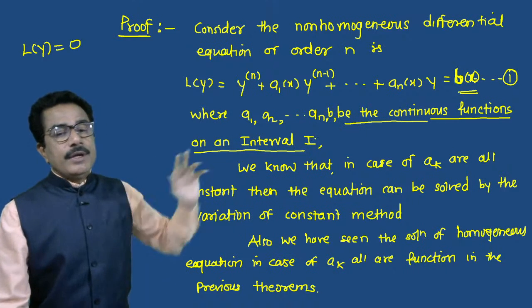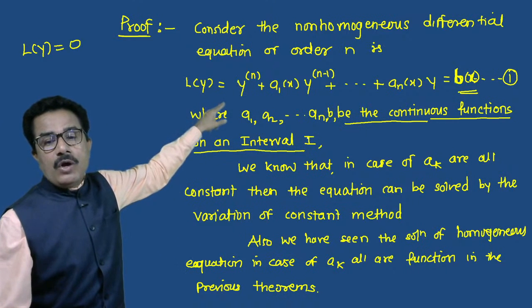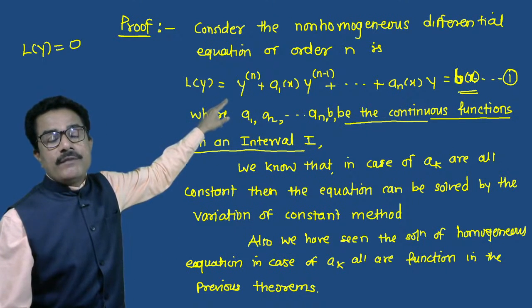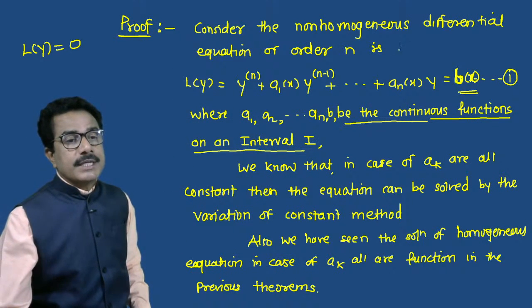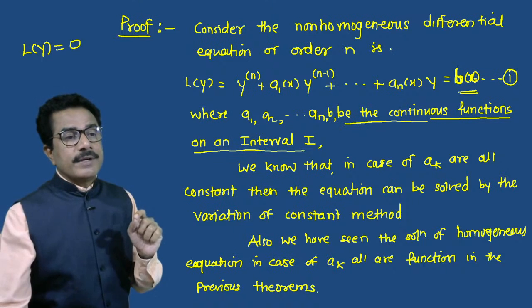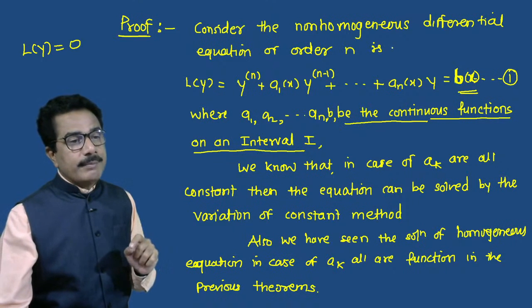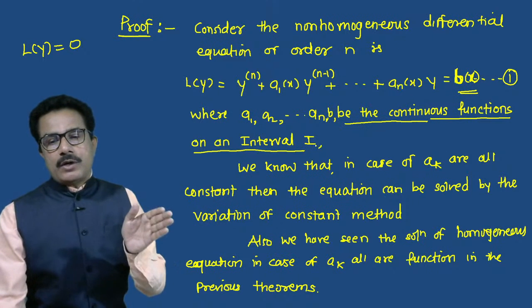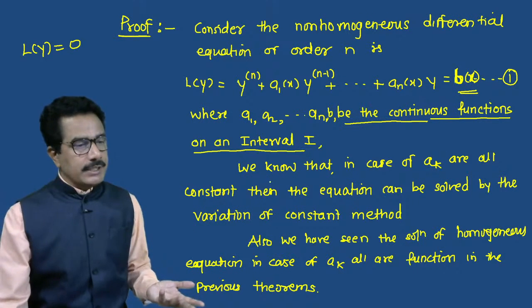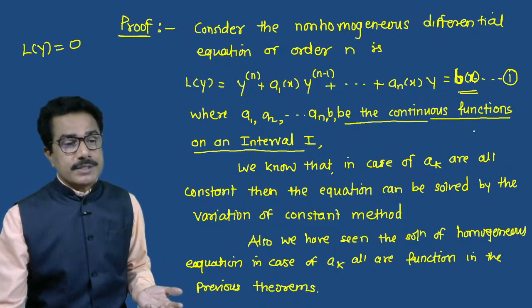Here we have considered the non-homogeneous differential equation of order n with variable coefficients. What have we considered here? Non-homogeneous differential equation with variable coefficients. So a1, a2 dot dot dot an, b are the continuous functions.